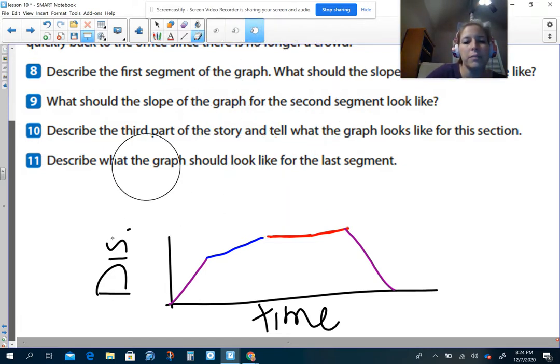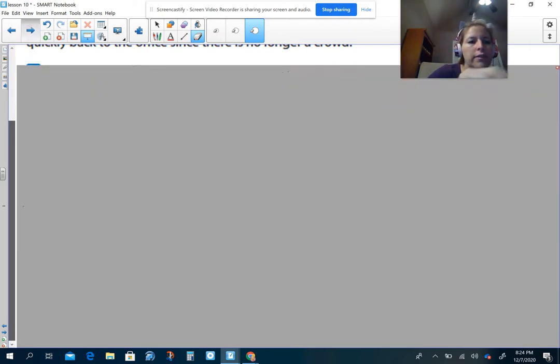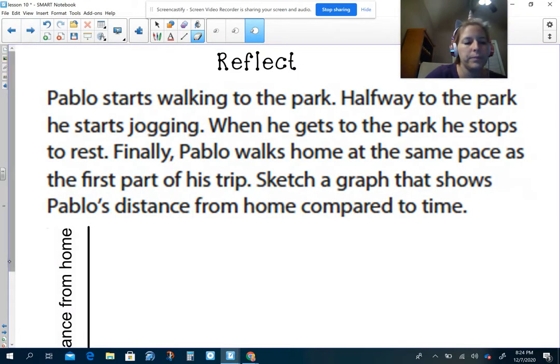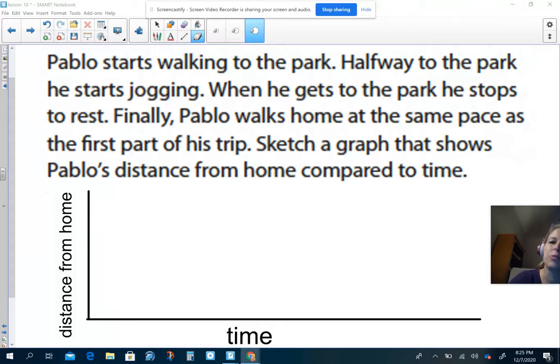So at the bottom of your booklet, you'll notice this one. Pablo starts walking to the park. Halfway to the park, he starts jogging. When he gets to the park, he stops to rest. Finally, Pablo walks home at the same pace as the first part of his trip. Sketch a graph that shows Pablo's distance from home compared to time.